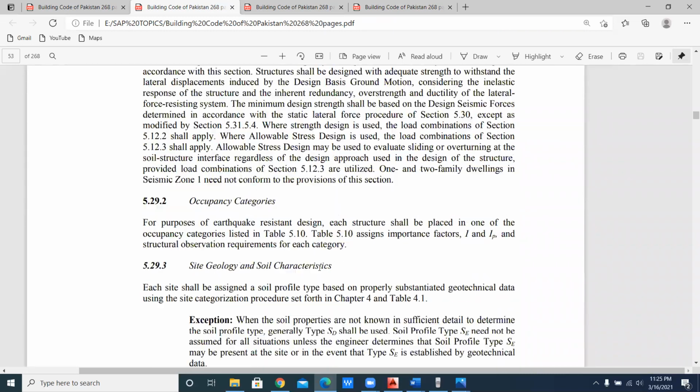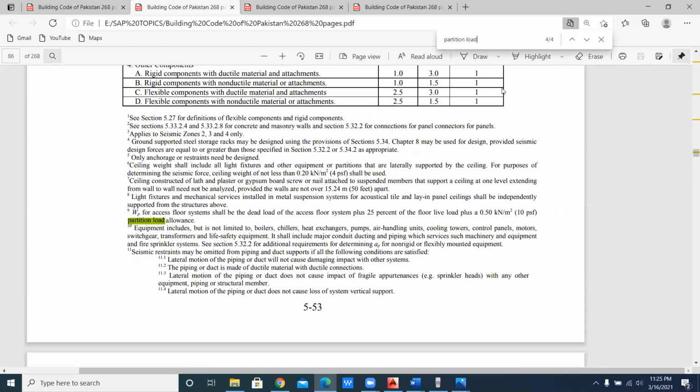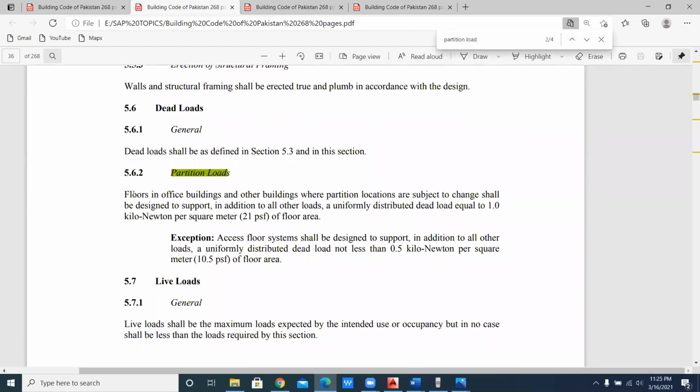So first of all we have to find out the partition load, okay. I hope I will find the partition load here very easily. Floors in office buildings and other buildings where partition locations are subject to change shall be designed to support, in addition to all other loads, a uniformly distributed dead load equal to 1 kilonewton per square meter of floor area, okay. Access floor systems, that is, floor systems that you can reach very easily, shall be designed to support in addition all other loads a uniformly distributed dead load not less than 0.5 kN per square meter.